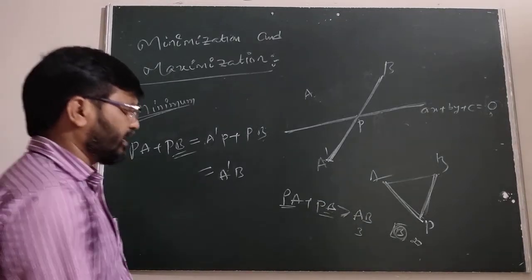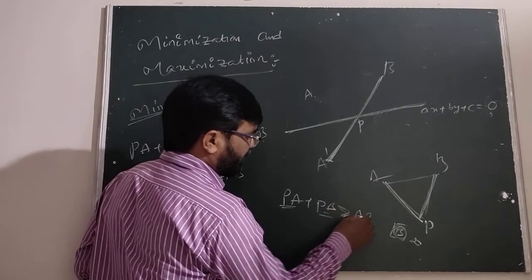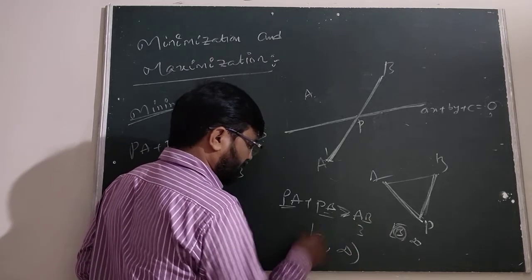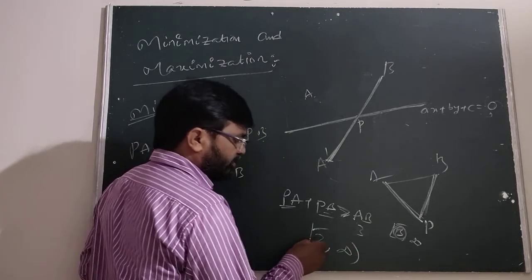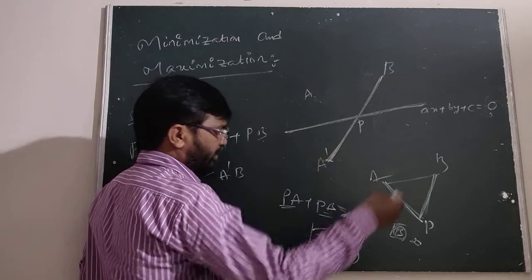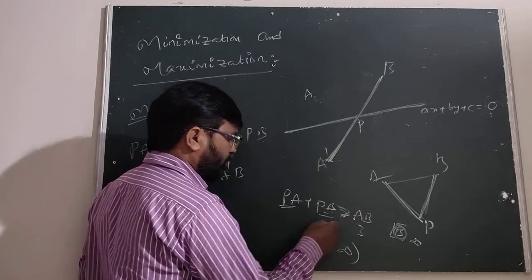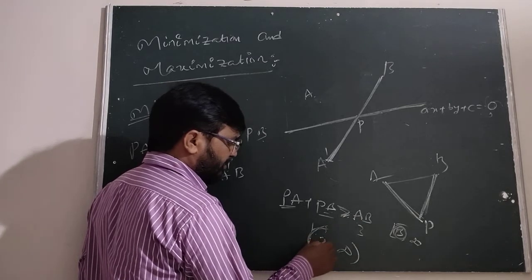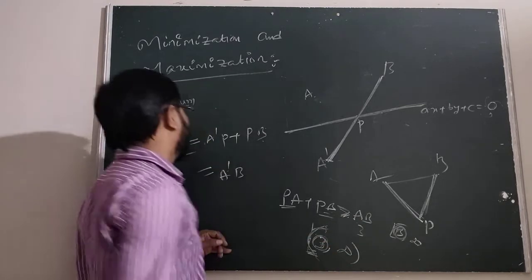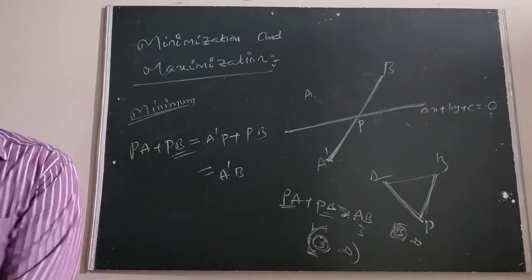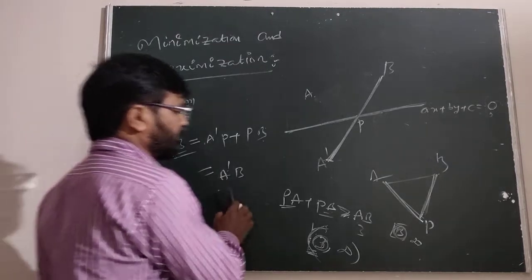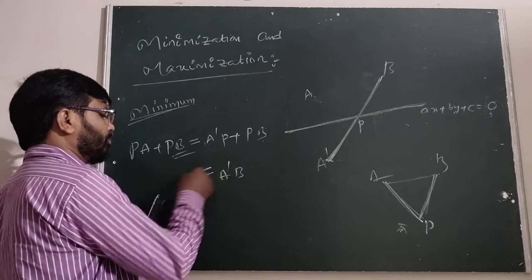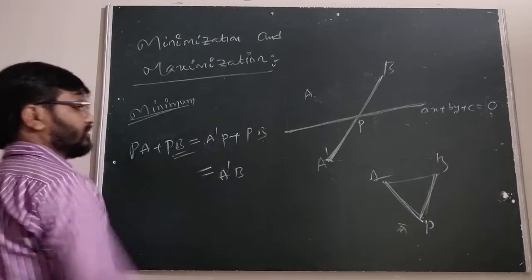Is it clear? When PA plus PB is greater than AB, suppose it will be 3, we can write 3 to infinity. That means the minimum value is here 3, 4, 5, 6, 7. Therefore, the minimum value here is undoubtedly 3. Therefore, we can write the minimum distance. A dash B is the minimum distance.